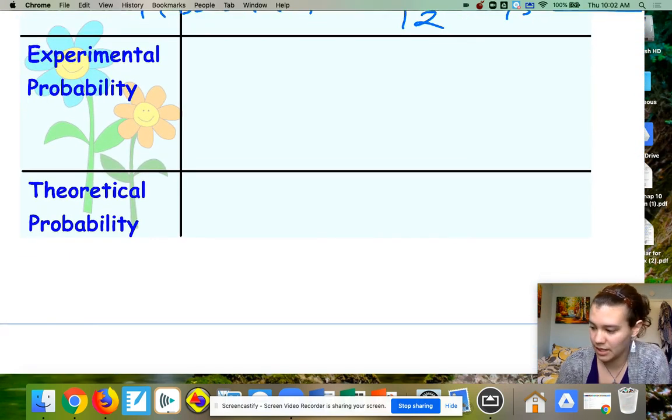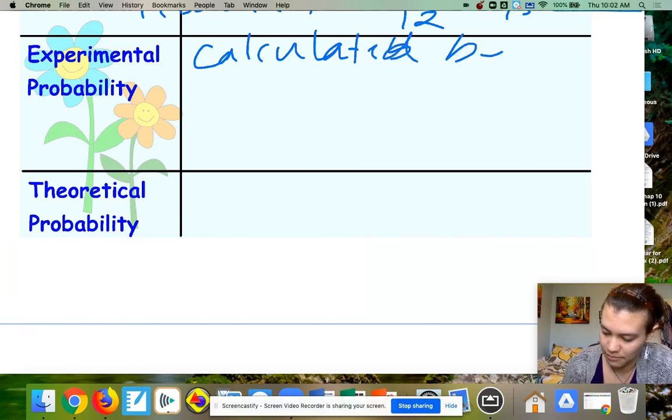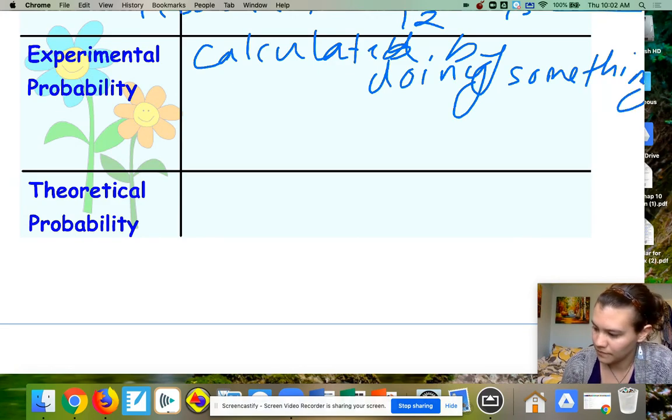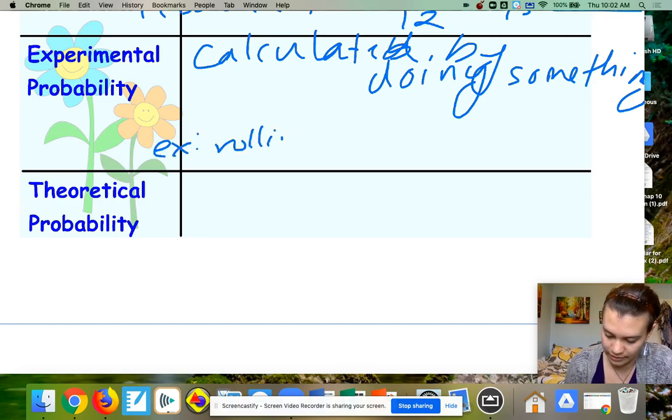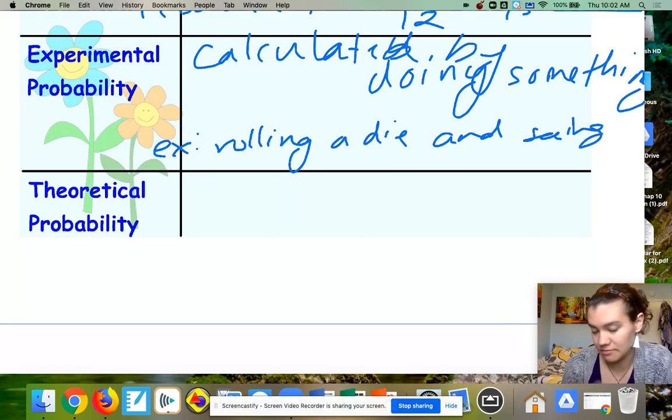Experimental probability then is calculated by actually doing an experiment. So it's your probability calculated by doing something. An example would be rolling a die and seeing how many times you get a 2.